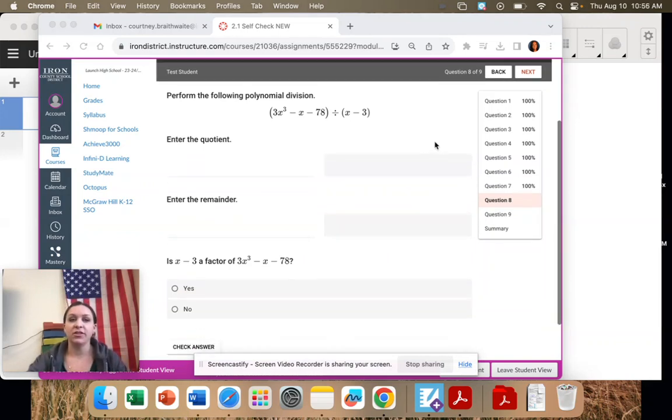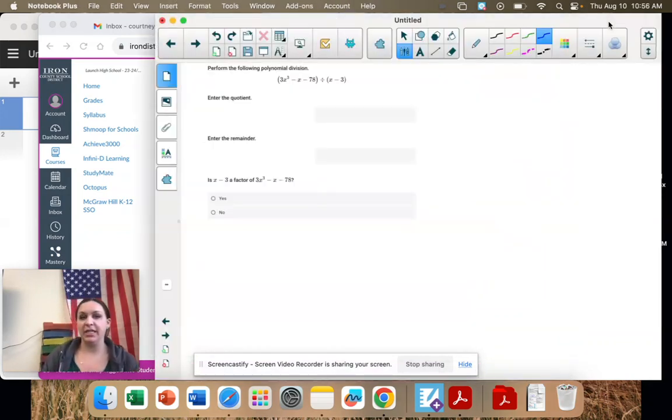Okay, so we have long division, enter the quotient, remainder, and is it a factor? So just like our last one. Do you see it? This is where it gets tricky. You got to look for it.